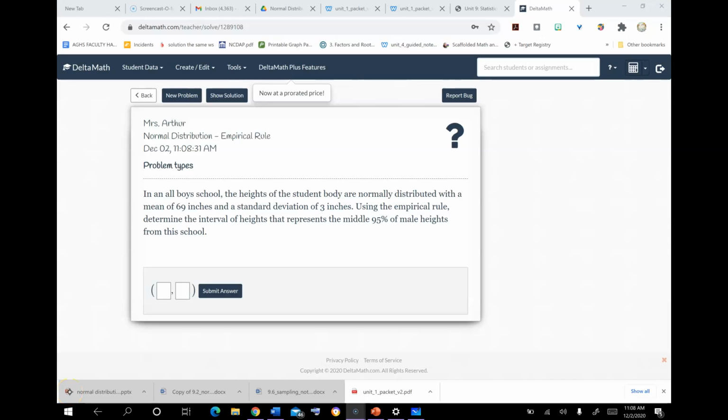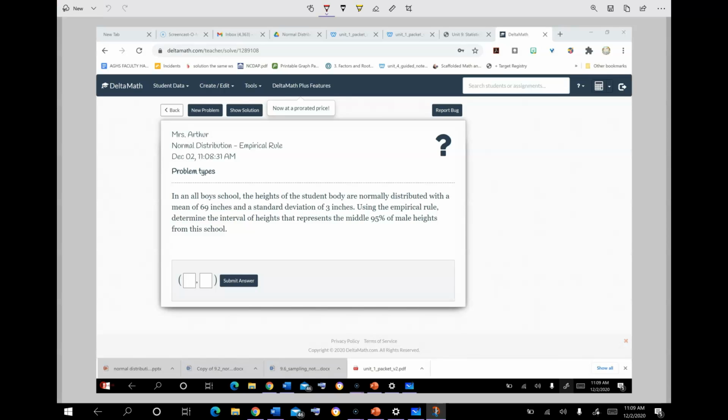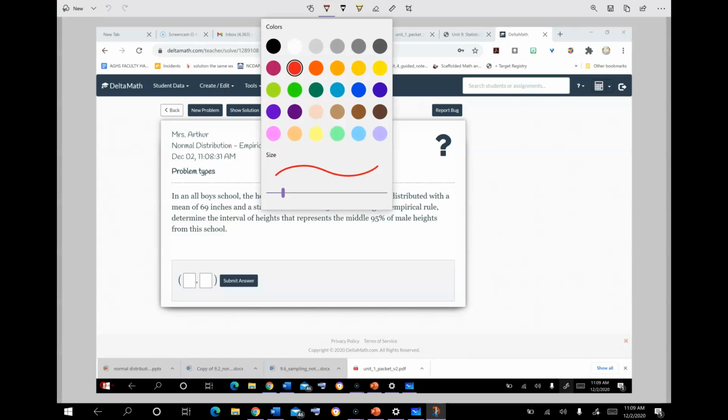All right, so this is going to help you with your Delta Math. You're going to have two sections on this one. The first section is going to be the empirical rule, and that's your 68%, your 95%, your 99.7. But I'm going to tell you the best way to do this is to actually draw the curve. Don't take a short way out, okay? It's not hard. You don't have to draw the curve, just at least draw the number line, okay?